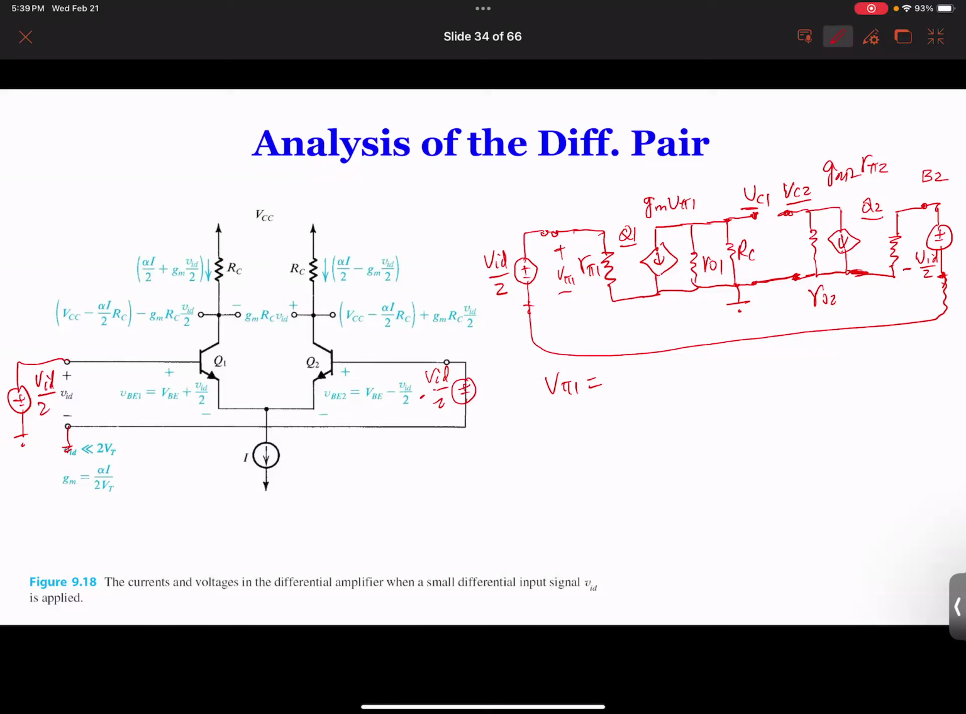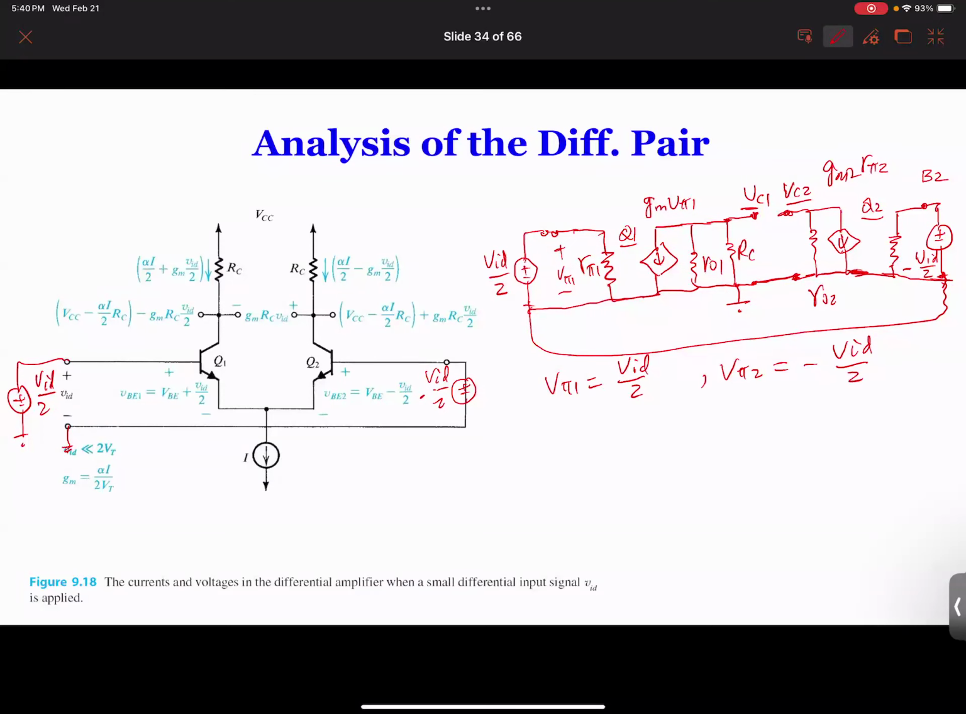The reason is that this circuit is symmetrical. Of course, if we do the mathematical equations, we'll get 0. But for now, you have to accept what I said. Later on, if you really want to understand it, you'll be able to derive the math equation and find that it is 0. So if it's 0, everything here is 0. Now you can tell me: vπ1 is going to be VID over 2, and vπ2 is going to be minus VID over 2.